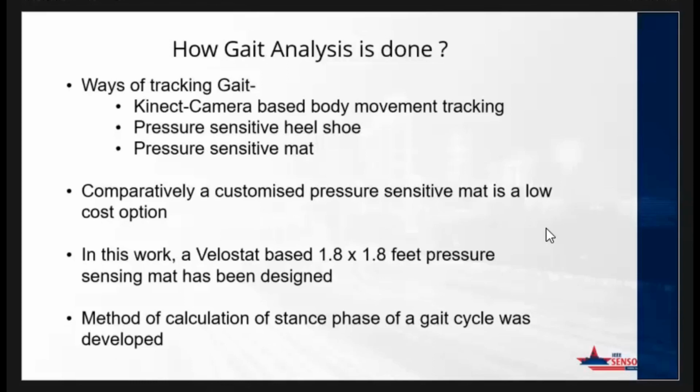There is a material called Velostat. It is usually used for packaging electronics, so that electronics are protected from electrostatic shocks. Can we use that packaging material to make a mat? As a pilot phase, a 1.8 by 1.8 feet mat was made for this work, but in parallel we already made a 6 feet by 10 feet one too. We're going to write a journal paper for that work. In this work, only one thing has been reported: how to calculate the stance phase of the gait cycle.